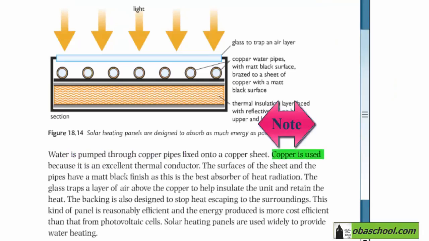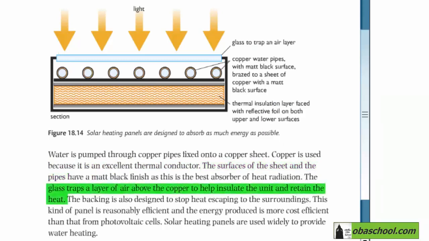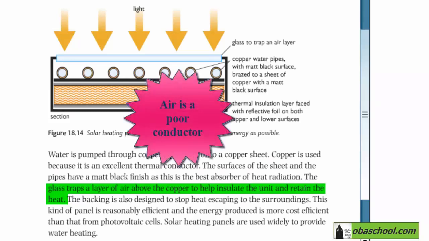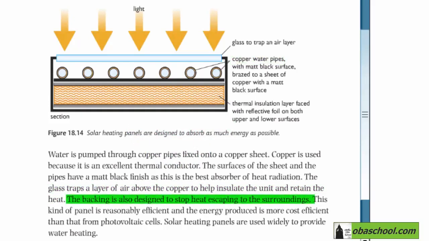Now, here there is a note. Copper is used because it is an excellent thermal conductor. The surfaces of the sheet and the pipes have a matte black finish, and this is the best absorber of heat radiation. The glass traps a layer of air above the copper to help insulate the unit and retain the heat, because air is a poor conductor. The backing is also designed to stop heat escaping to the surroundings.